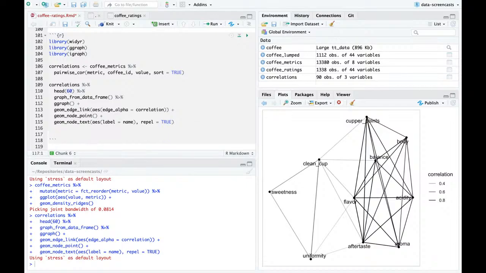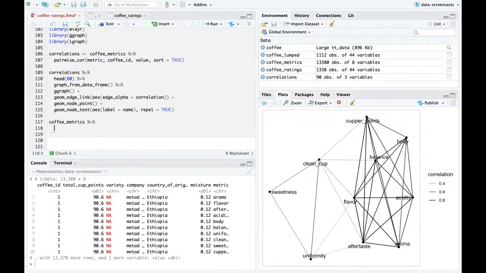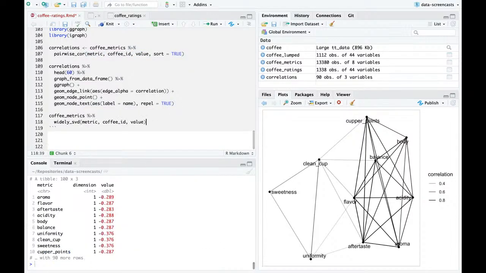How am I going to go about doing the PCA? There actually is a function, widely SVD. It's very similar to finding correlations. The difference is that it takes metric, coffee ID, and value, and it actually returns metric by dimension. So this is giving us, on our data set, the first dimension, the second dimension, the third dimension. I've done this a lot recently.